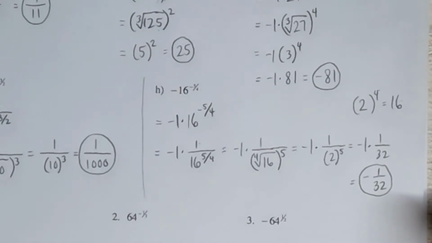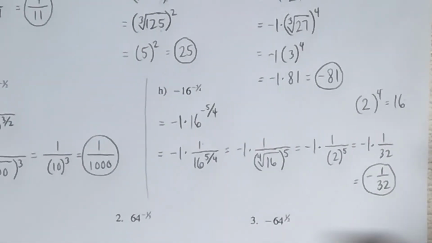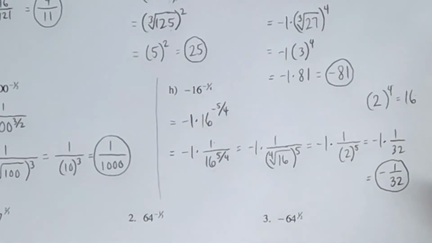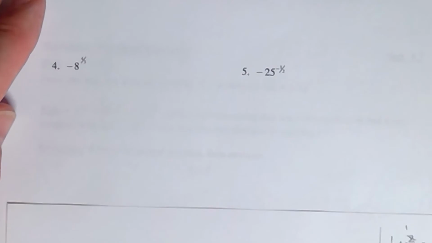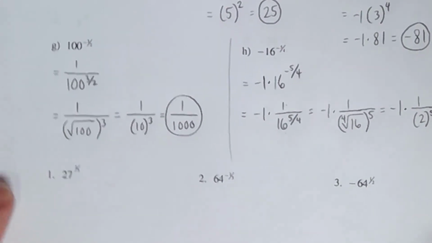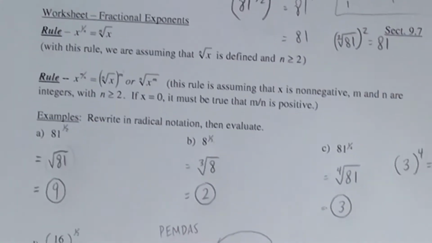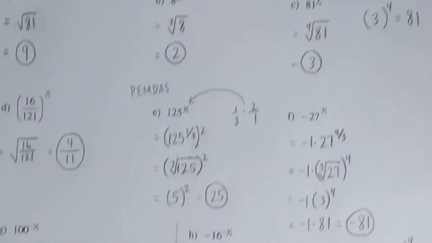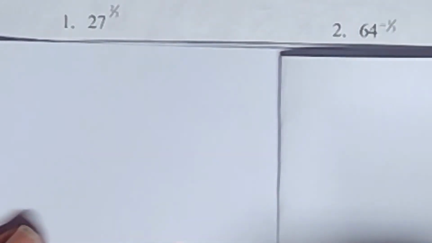Okay, so what I'd like you to do right now is try problems 1 through 5. 4 and 5 are on the second page, at the top of the second page. 1, 2, and 3 are at the bottom of this page. All right, you should be able to do those. Remember what we talked about with negatives. Please try those 5 problems. Hit the play button, and then we'll take a look at those answers.